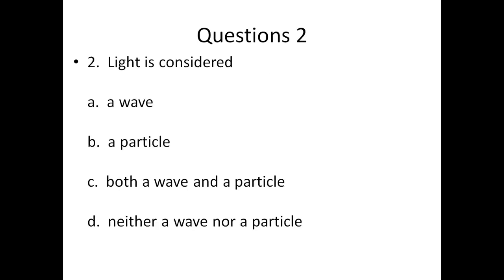Question 2. Light is considered A, a wave, B, a particle, C, both a wave and a particle, D, neither a wave nor a particle.